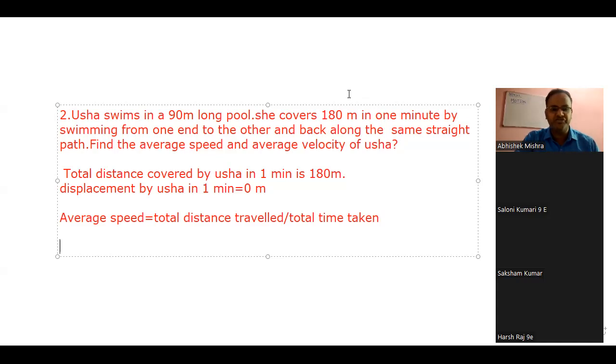Okay, it is coming through the chat box. Yes, 180 by 1 minute. Correct. So we will write this is equals to 180 divided by 1 minute.